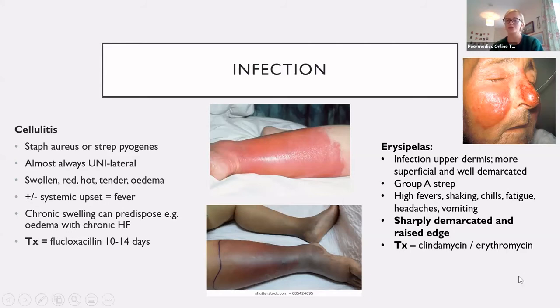Erysipelas is like a more superficial version of cellulitis. So it's more a well-demarcated rash. So you can see in the legs, the edges aren't very well defined, whereas on this one on the face, they are very well defined. Slightly raised edges. This is actually due to group A strep. So your treatment is slightly different with clindamycin or erythromycin rather than Flucloxacillin in that one.